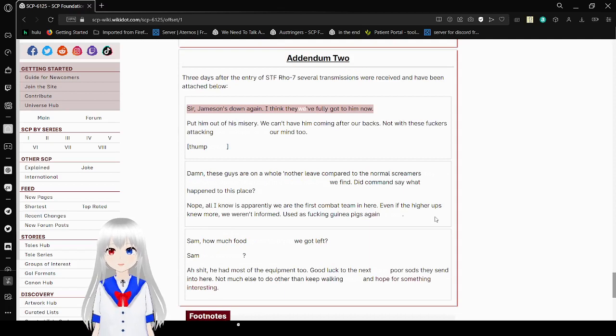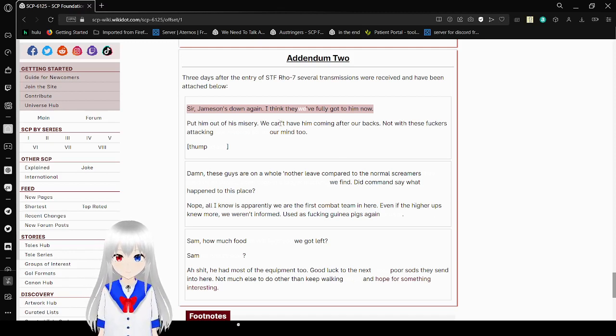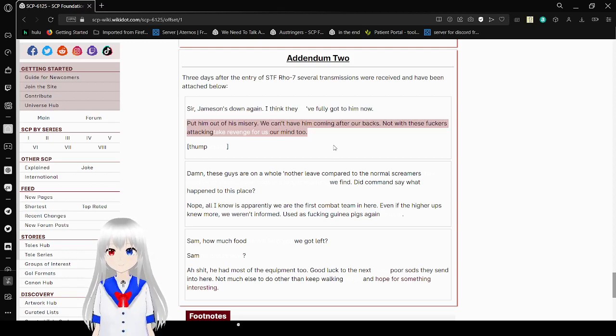Addendum 2. 3 days after the entry into USCF Row 7, several transmissions were received and have been attached below. Sir, Jameson's down on again. I think they've fully got to him now. We've fully got to him now. Put me out of his misery. We can't have him coming after our backs. Not with these fuckers attacking. Take revenge for us.